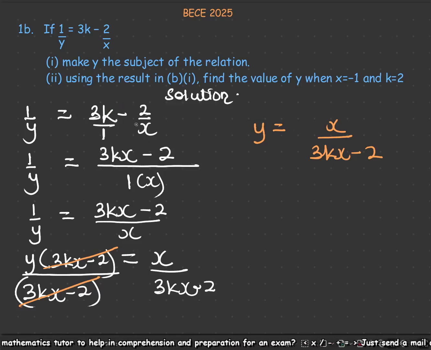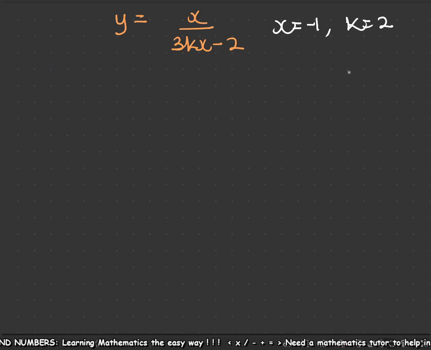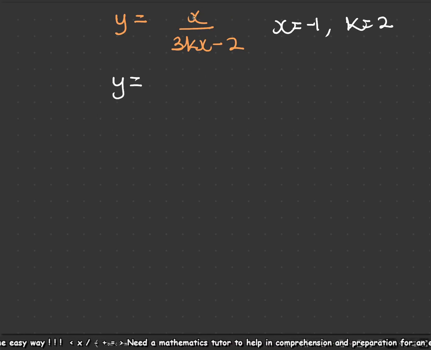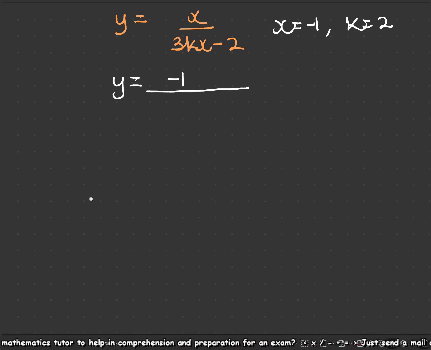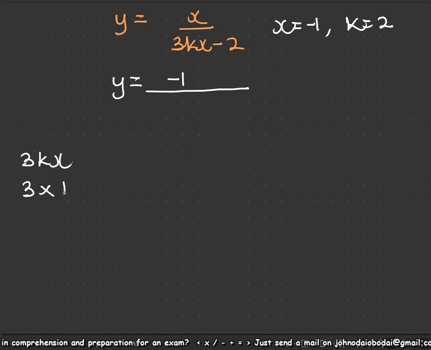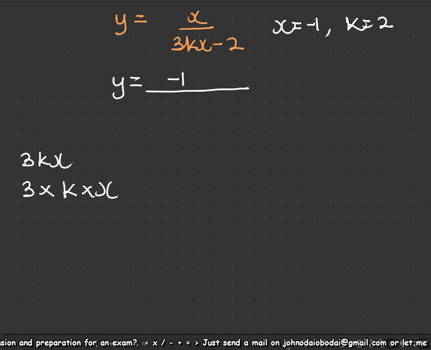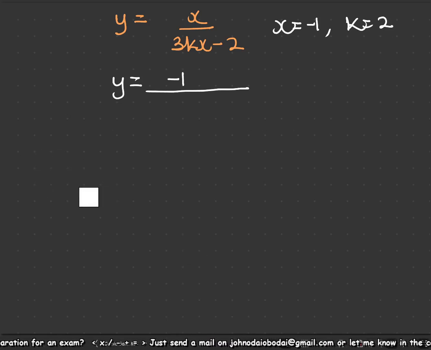The second part of the question is asking us to solve for y if we are given the value of x to be -1 and then k to be 2. So let's look at how we'll go about that. What we want to do is substitute. This is what we call substitution. So we have y is equal to our x, which we have been told is -1. So -1 all over. Now we know what is happening here. The 3kx actually means 3 times k times x. So we apply that concept to evaluate that.